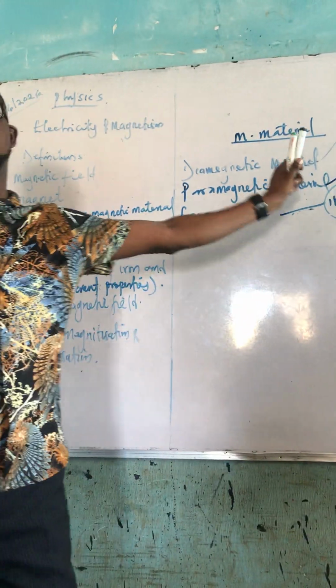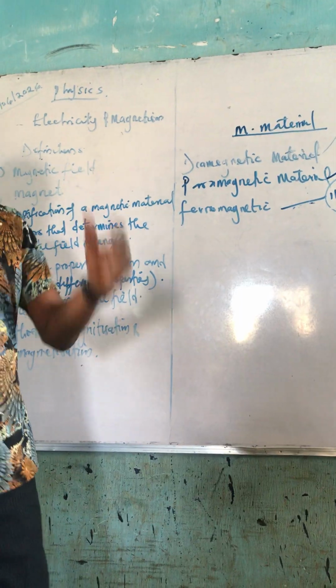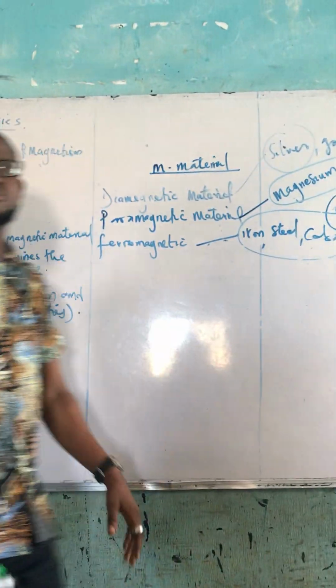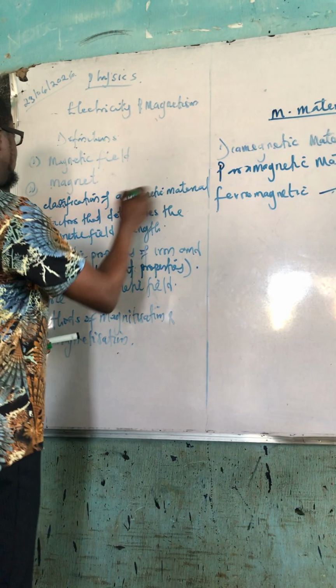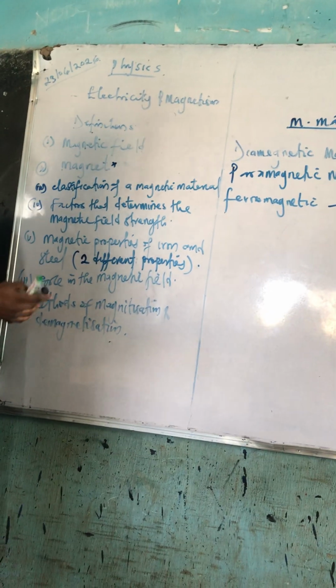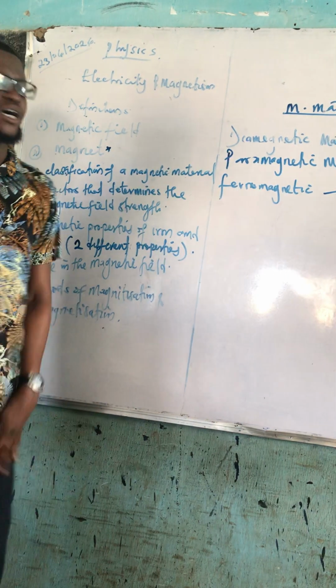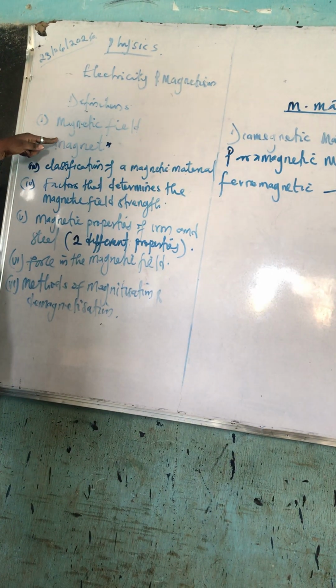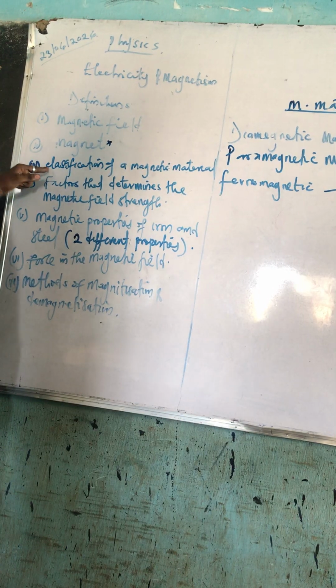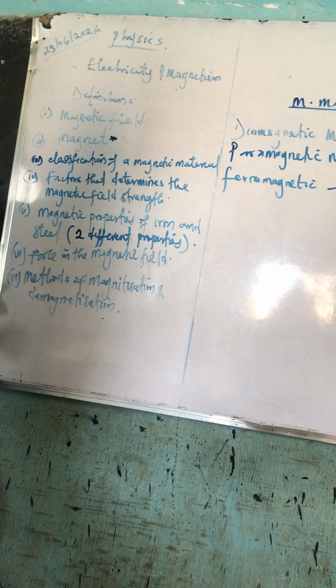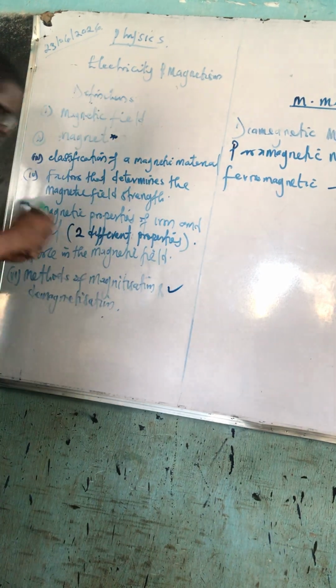These are the classification of them, and this classification is based on how all of them will respond when they get to the magnetic field. So we are done with this now. The next one we are looking at is classification of magnetic material. We are done with definition of magnets, classification of magnetic material. So very quickly, after this, let us go to method of making magnets.